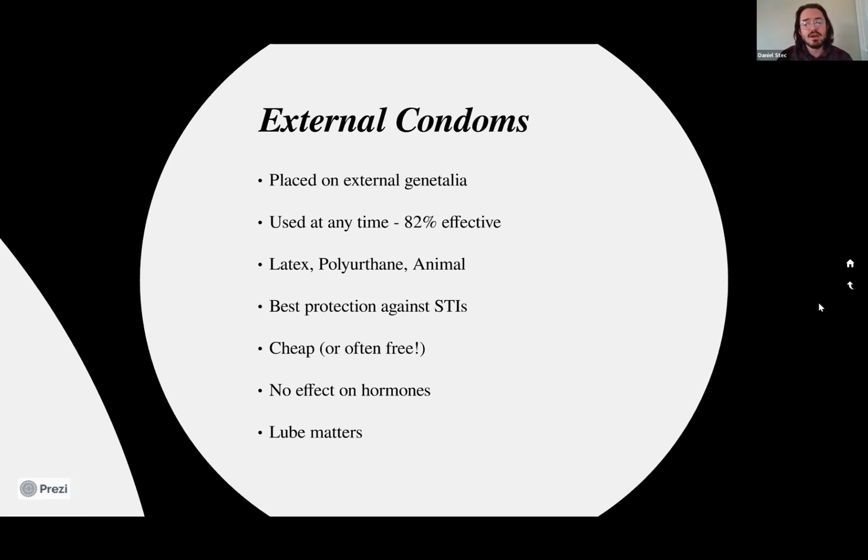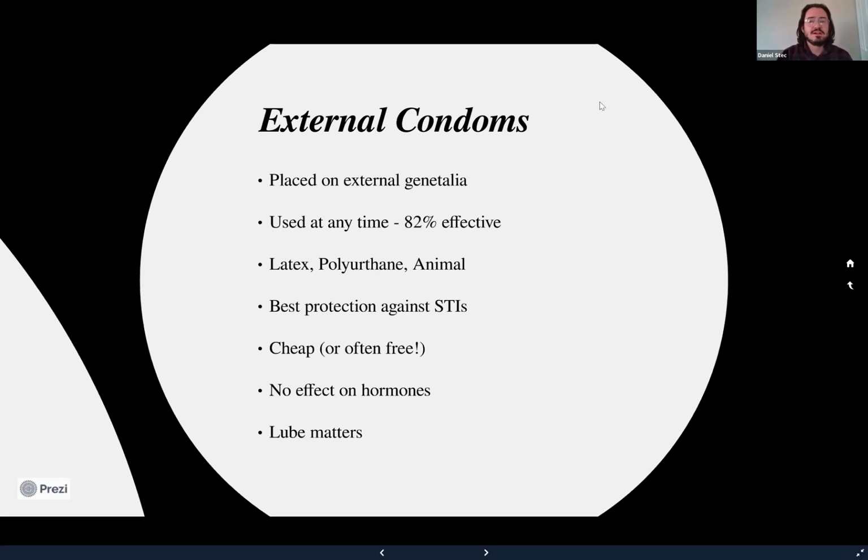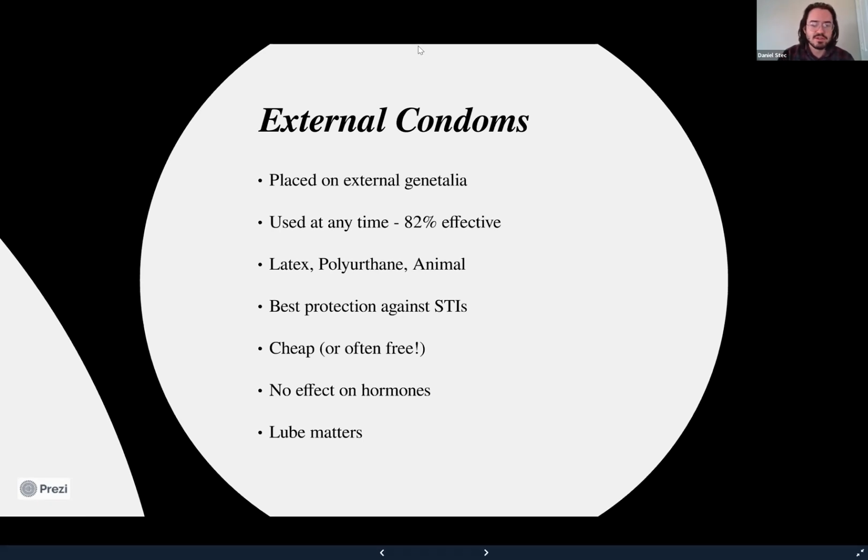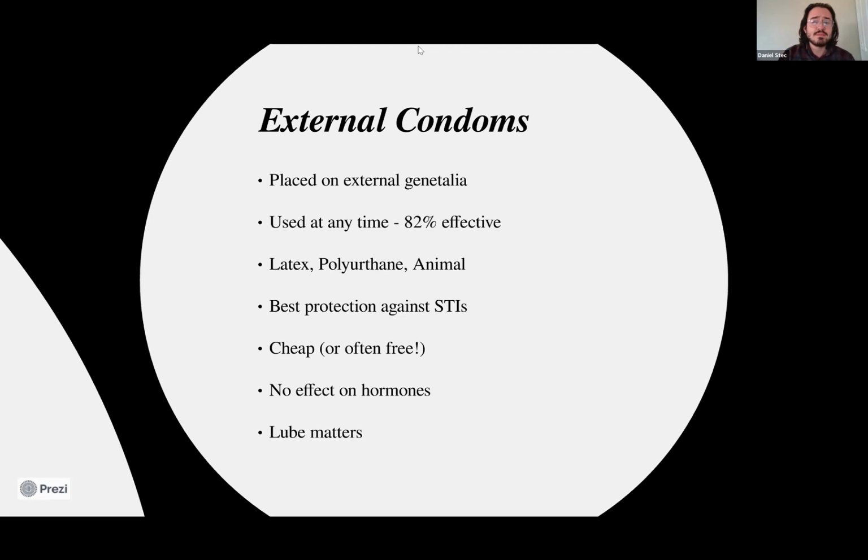A couple other benefits with external condoms is that there are no effect on any hormones, since it is a non-hormonal option, and lube does matter. So with latex condoms, and you're going to hear this several times throughout today's presentation, anything made of latex, you do not want to use oil with. No oil-based lubricants. The oil can and will over time break down the latex and will actually cause weaknesses or potentially holes in the condoms or anything made of latex, and can cause the condom to break during the sexual activity. So that is something that's really important to note.